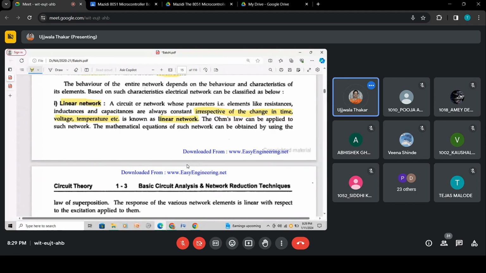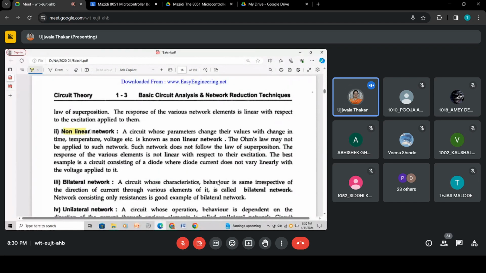It's simple. The circuit whose parameters, meaning resistance, inductance, capacitance. There are no other parameters. Three parameters. In case of DC, there is only resistance. In case of AC, there will possibly be all these three parameters. These parameters will remain constant irrespective of the change in time, voltage, temperature. Then it's a simple linear network.